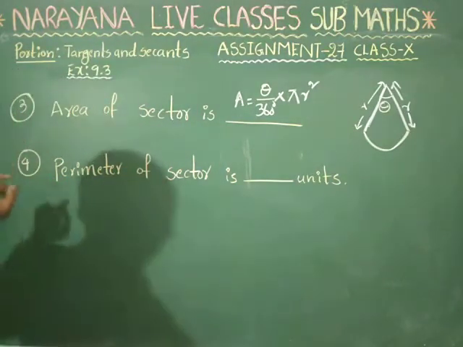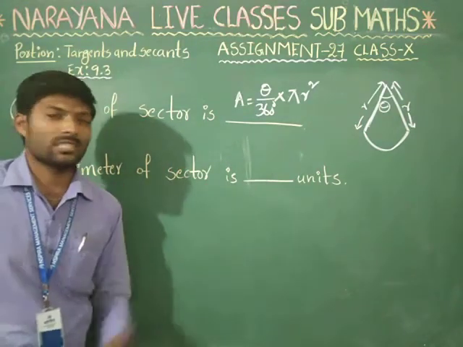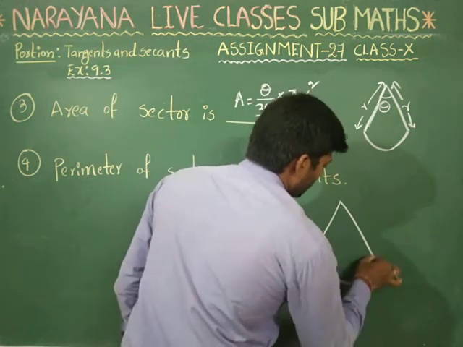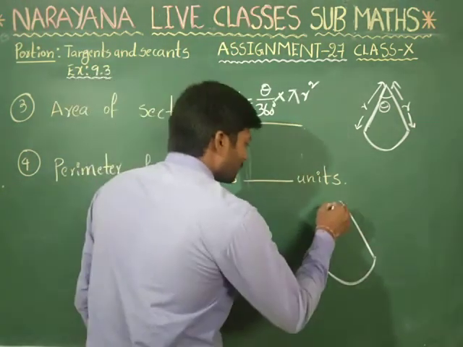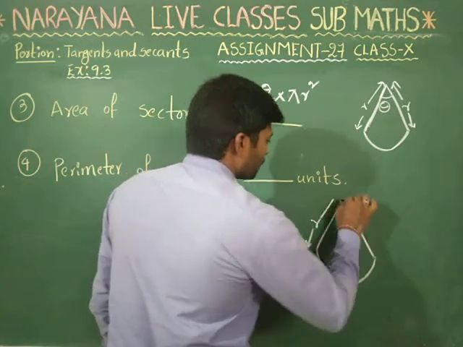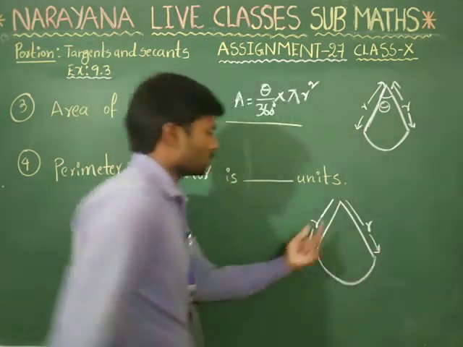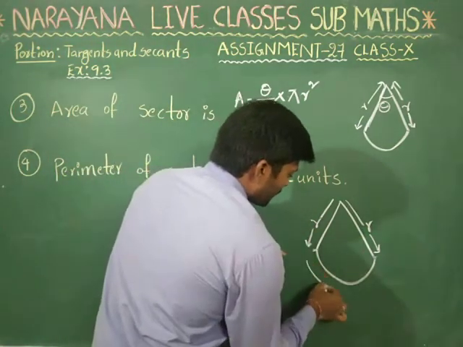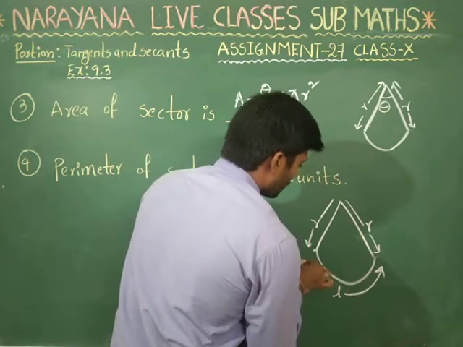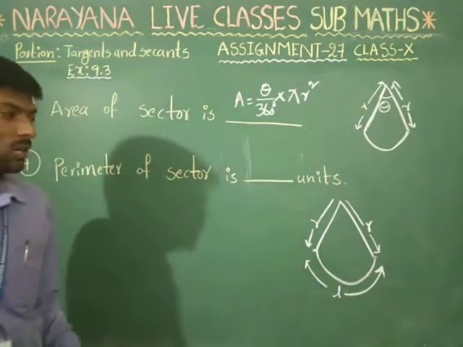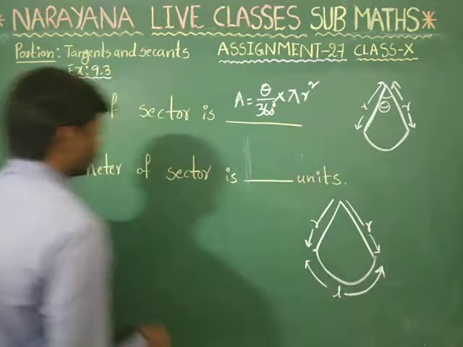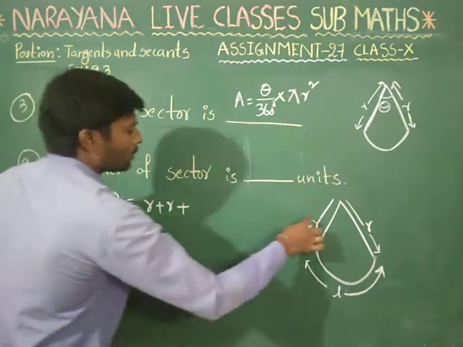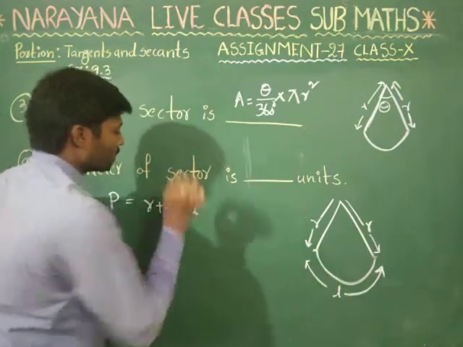So let's go for the fourth one. The perimeter of a sector is dash units. Perimeter, so take the same sector, which looks like this. What is the perimeter? It is nothing but the boundary. These two sides have the same radius. Now what about from here to here? I can take that as the length of the arc, let me take it as small l. If you want to find the perimeter of this total sector, P is equal to the sum of all boundaries, r plus r plus l.